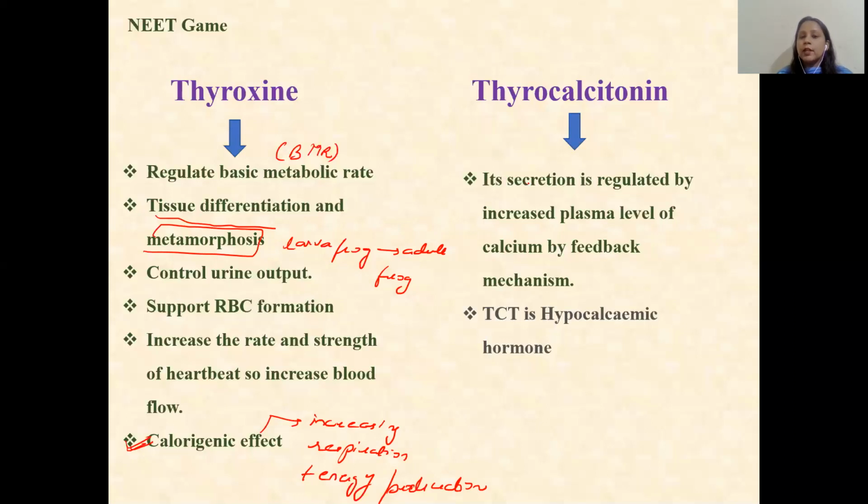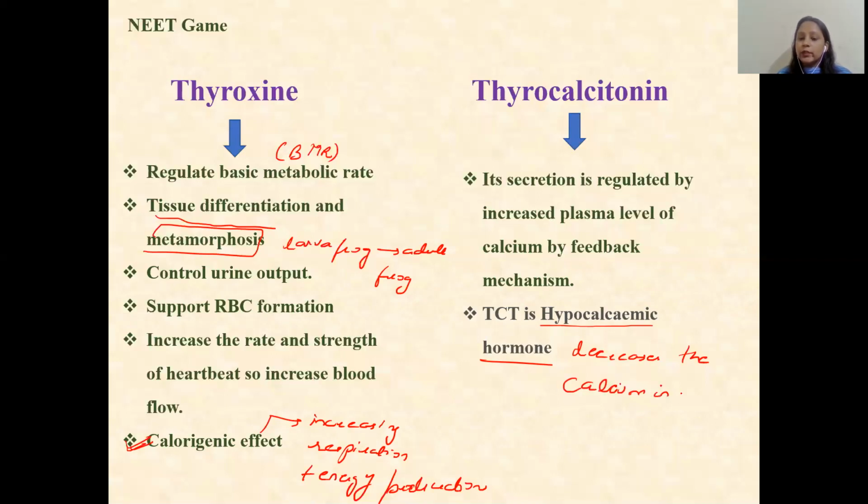Now, let's come to the thyrocalcitonin. Its secretion is regulated by the presence of calcium in the blood. So it is actually a hypocalcemic hormone. What does that mean? It decreases the calcium level in the blood.